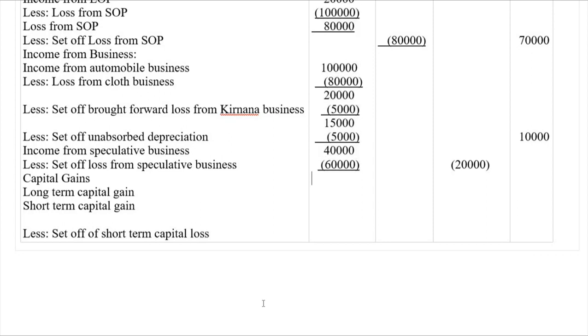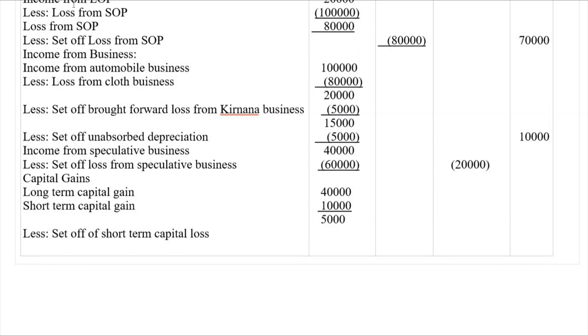So now let us fill the values here. The long-term capital gain, which is given in the problem, is rupees 40,000. So we'll take 40,000. Then we have a short-term capital gain of rupees 10,000 here. Now let us take the sum of this. Underline it. So 50,000 here.